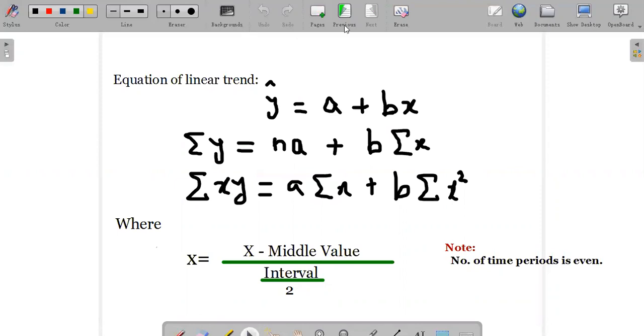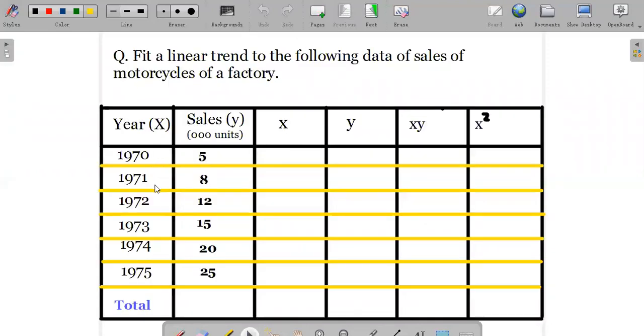Okay, what is the interval here? You see the years 1970, 1971, and so on. There is just one year difference between time periods, so the time interval should be one here.